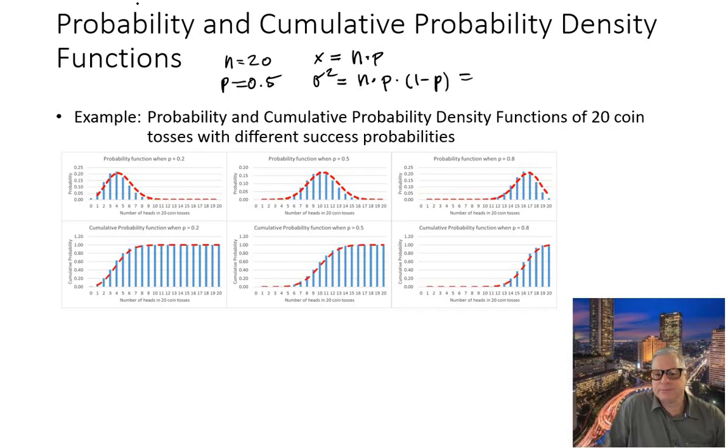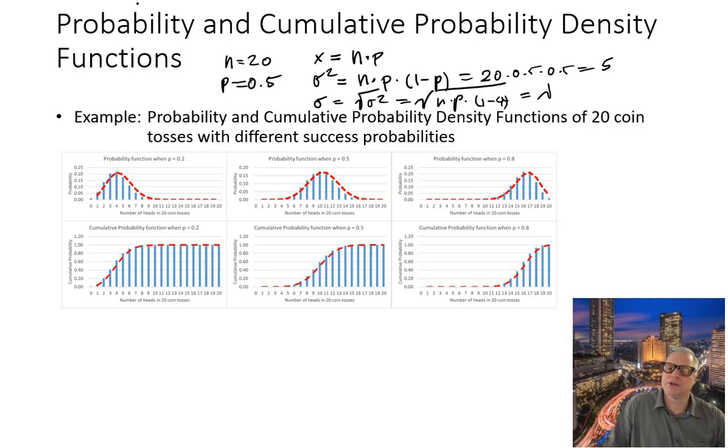So if we do 20 coin flips, then the variance would be 20 times 0.5 times 0.5, which is 5. So that would be the variance. Well, and then the standard deviation is the square root of the variance. So that's the square root of n times p times 1 minus p, which in this case would be the square root of 5.